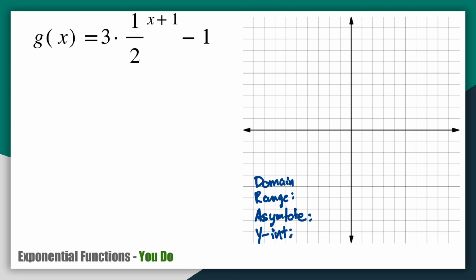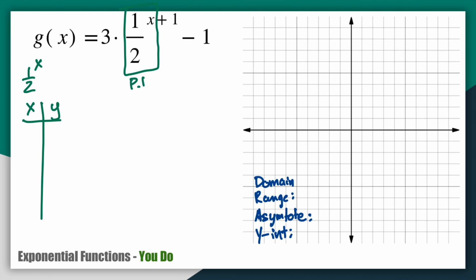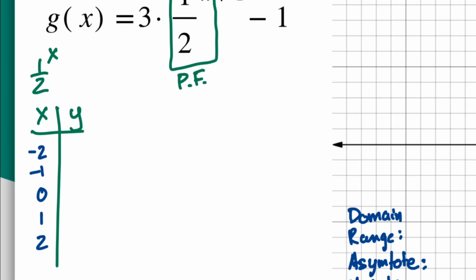Okay, so hopefully you guys got that, all right? You would need to make a t-chart off the bat, and you're just going to use the 1/2 to the power of x. That is your parent function for this one. Now, I'm going to suggest that you use -2, -1, 0, 1, and 2 as your points. It just gives you a better picture. So let's start this off.